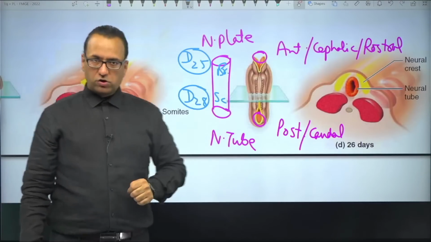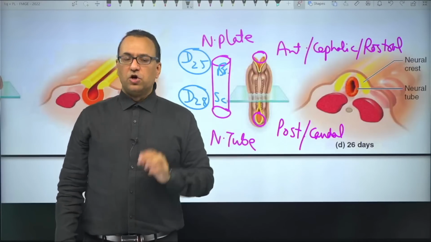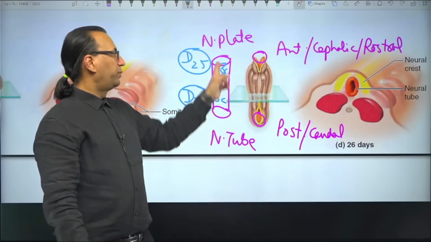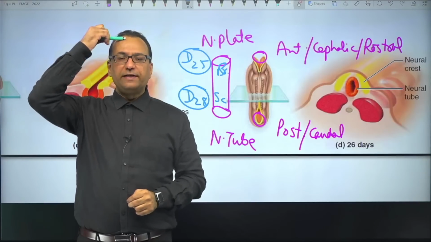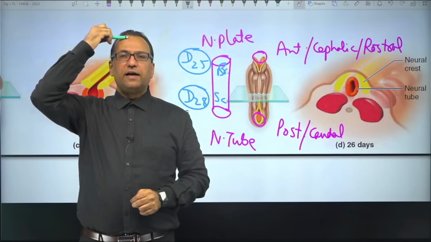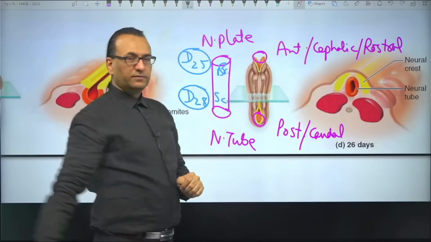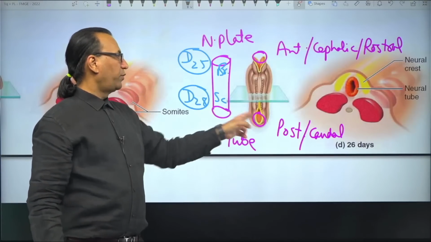What if they don't close? For example, there can be folic acid deficiency. Folic acid deficiency leads to open neural tube defects like anencephaly, which is the open brain and small brain. I'll show you a diagram. And what about the non-closure of the posterior neuropore?